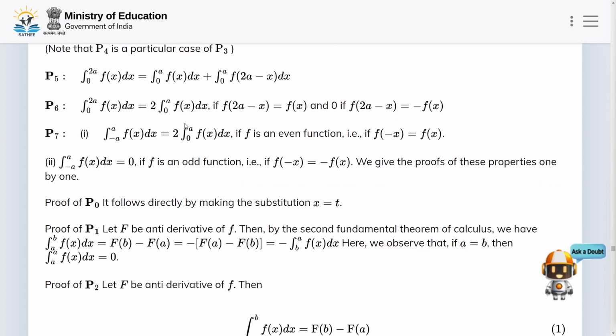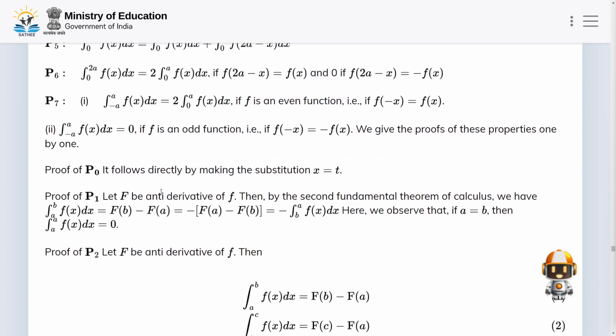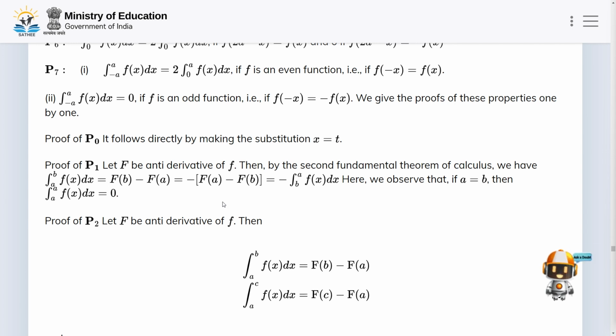Now for P1, let capital F be an antiderivative of small f. Then use the second fundamental theorem of calculus. We have the definite integral a to b of f(x) dx is equal to capital F of b minus capital F of a, which is equal to minus of capital F of a minus capital F of b, which is equal to minus the definite integral b to a of f(x) dx, as you can see. We just used the second fundamental theorem of calculus.